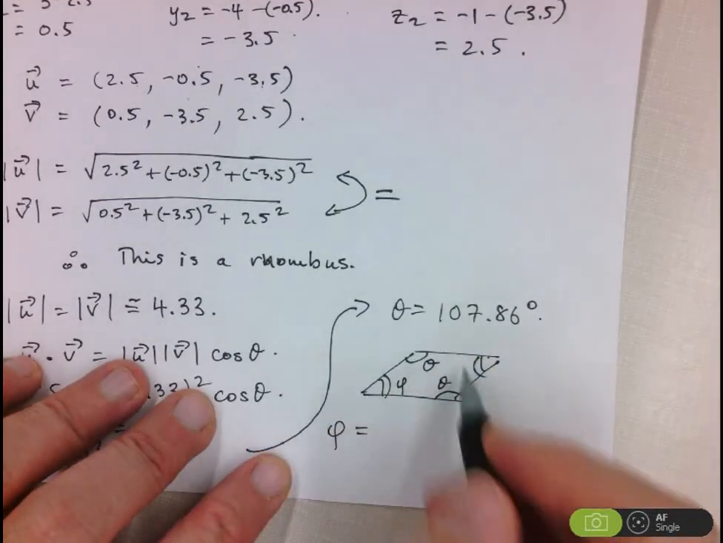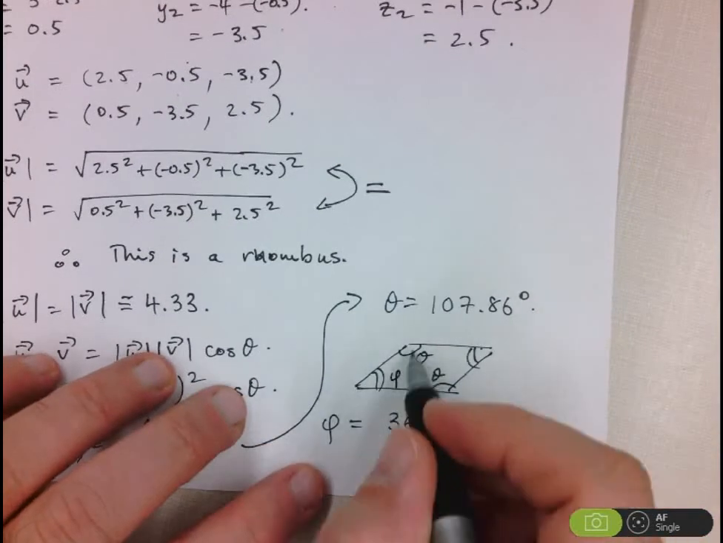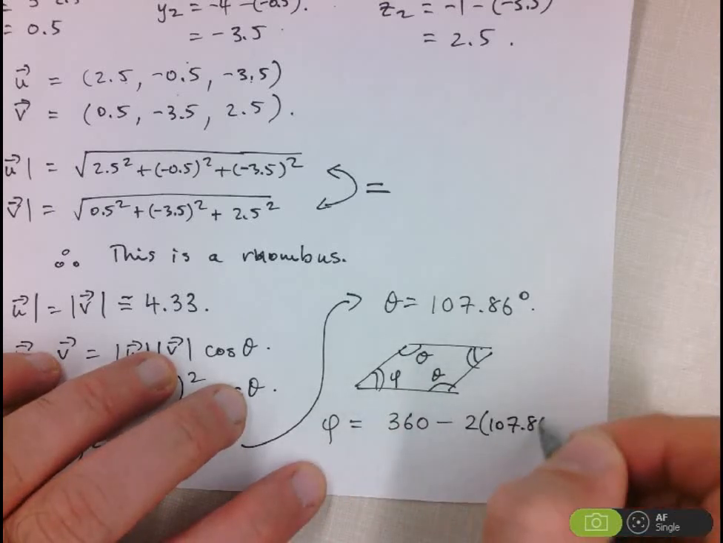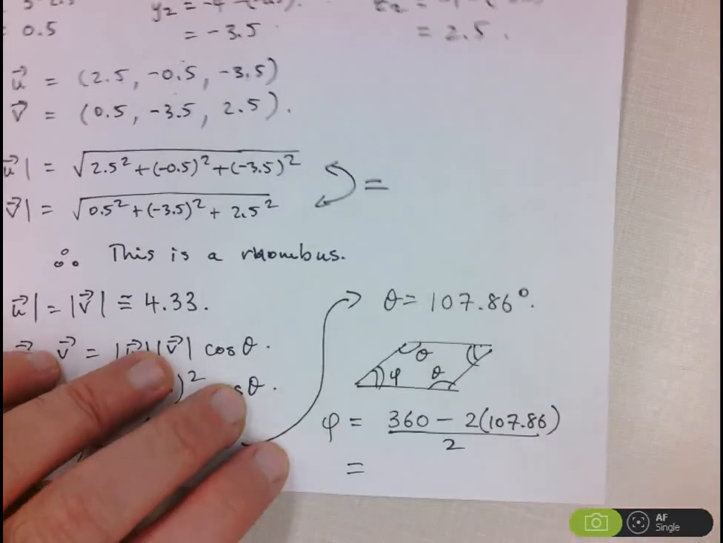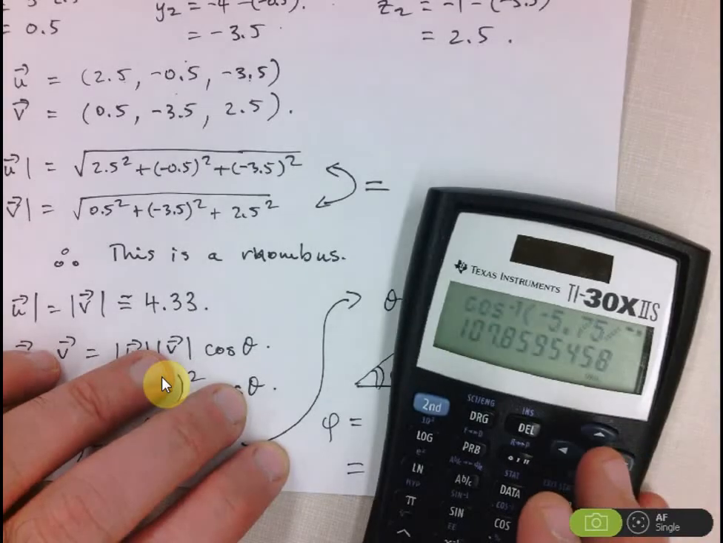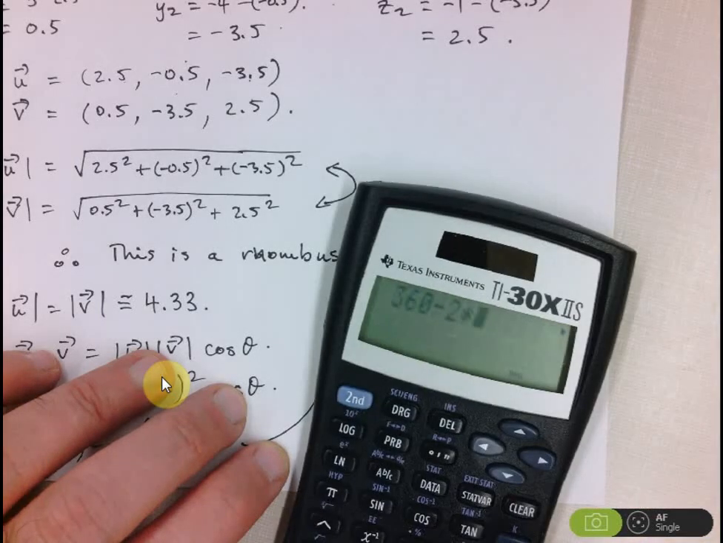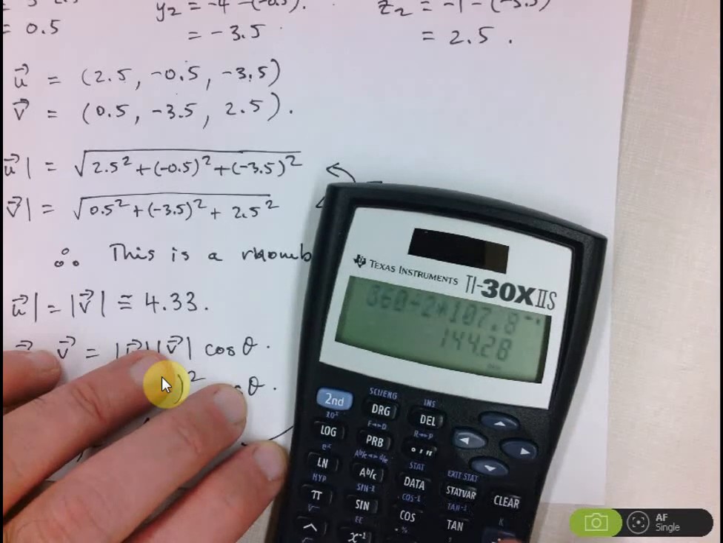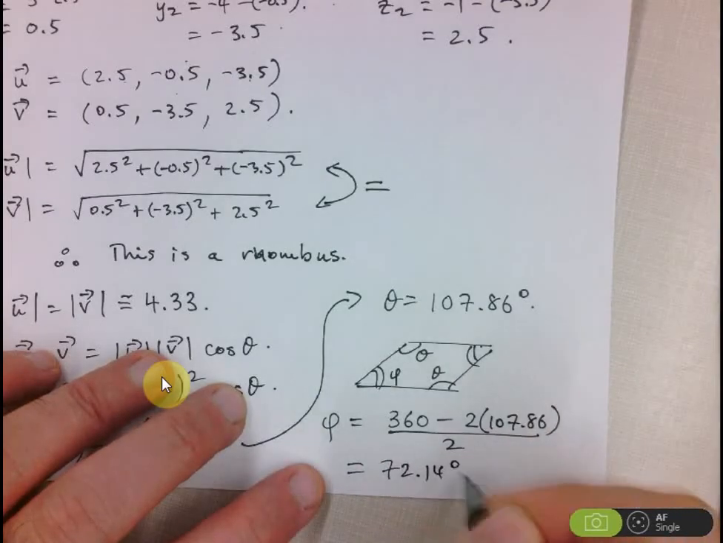Angle phi will just be, well, the sum of the angles in a quadrilateral is 360, okay, minus, well, we have to take away these two angles here, so 2 times 107.86, and since there's two of them sharing the remaining angles, divided by 2, and we have here, so let's do that. Oh, something went wrong. I don't know if you guys saw that, but we've got 360 minus 2 times 107.86 equals, and then divided by 2, okay, 72.14. Okay, and there you have it.